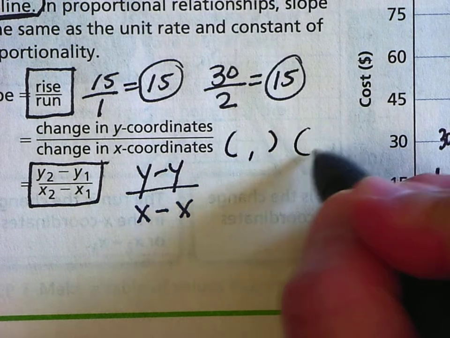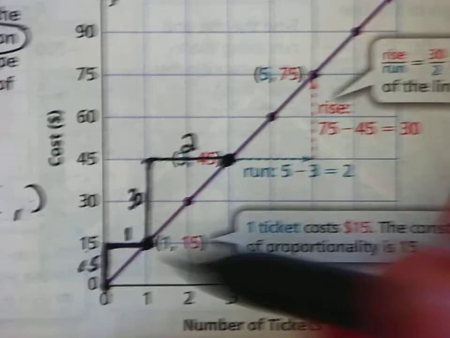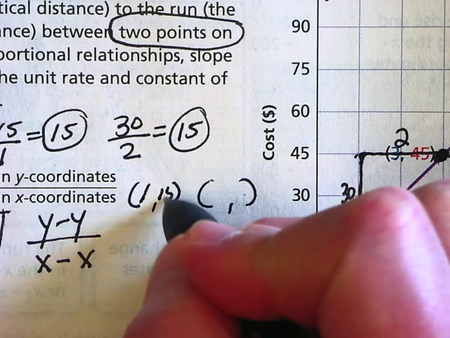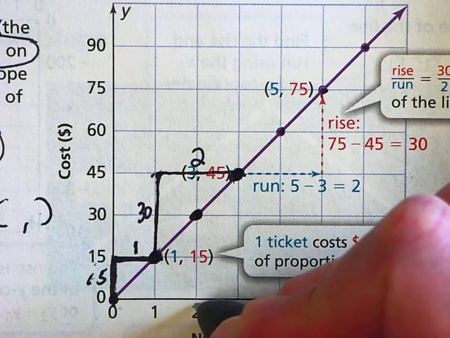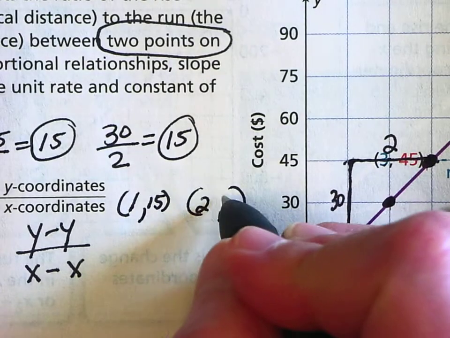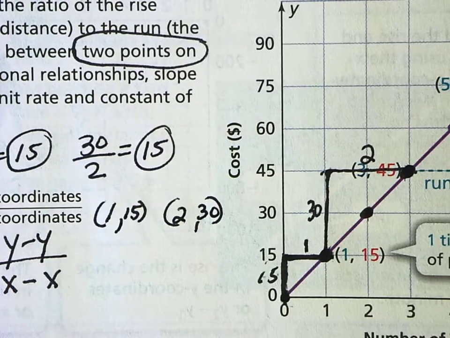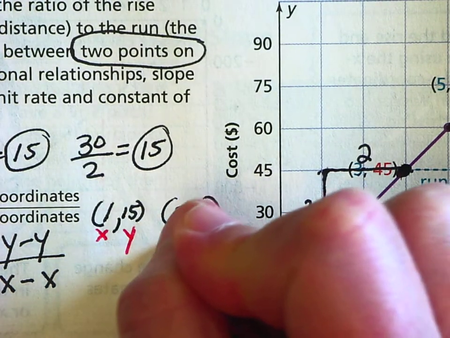Okay, so we're going to pick 2 points that land on the line and we're going to use the coordinates. How about this one? This point would be (1, 15). And then let's use this point right here. This would be (2, 30). Every point is written x, y.